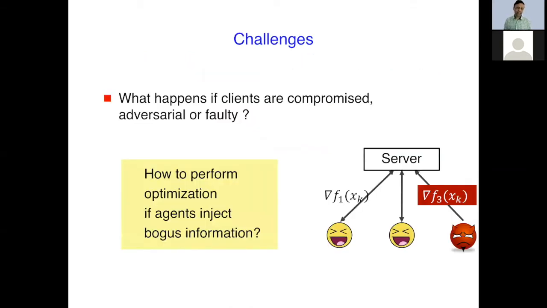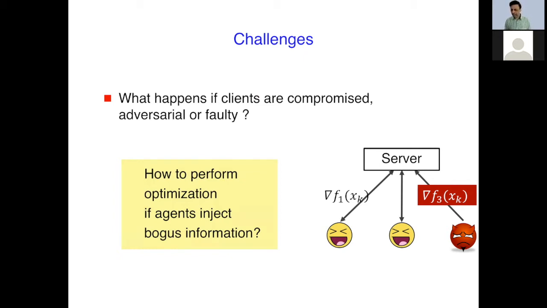architecture. And the question that we want to address today is what would happen if some of the agents that are participating in this distributed computation are compromised or adversarial or faulty. Essentially, they may be misbehaving for a variety of reasons. And the question becomes, how do you perform this distributed computation or distributed optimization or distributed learning if some of the agents inject bogus information?